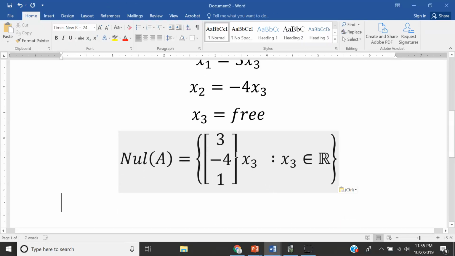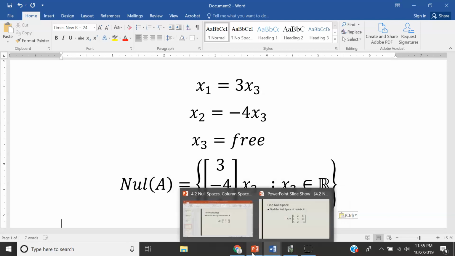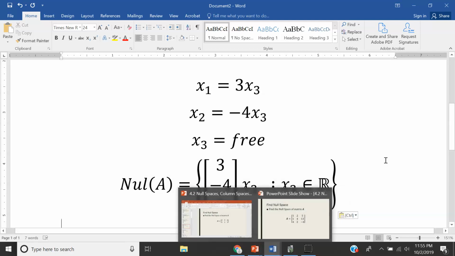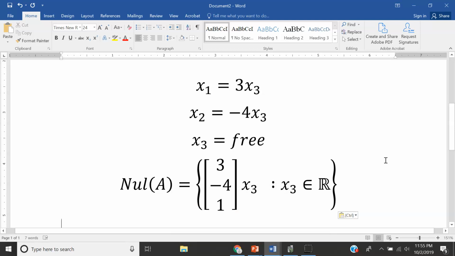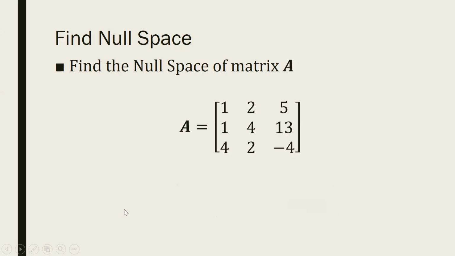The null space was 3, negative 4, 1 times any real number. So what we see is that even though these are two very different matrices, they actually have the same null space. The matrices that we were dealt with in the previous problem and in this problem were two different matrices, but they did in fact have the same null space.